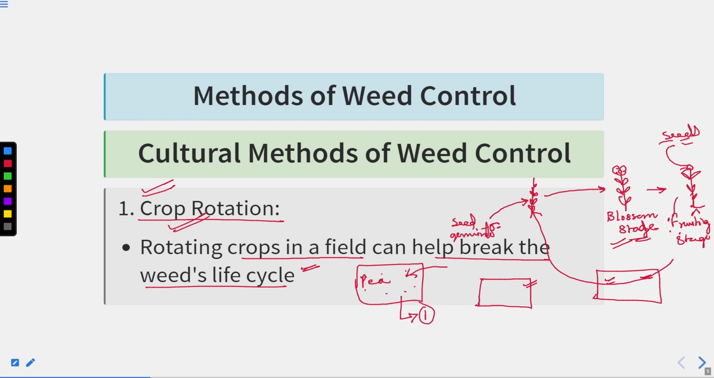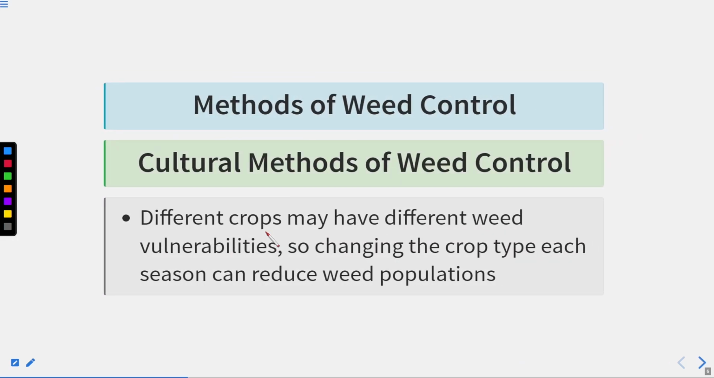So crop rotation is a very, very important step and we can follow this step. It can break the weed life cycle. So we must rotate our crop in the field. Different crops may have different weed vulnerabilities. So changing the crop type each season can reduce the weed population. This is the actual reason how crop rotation is going to affect the weed.